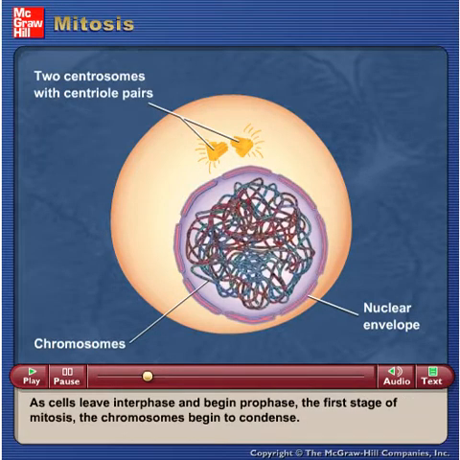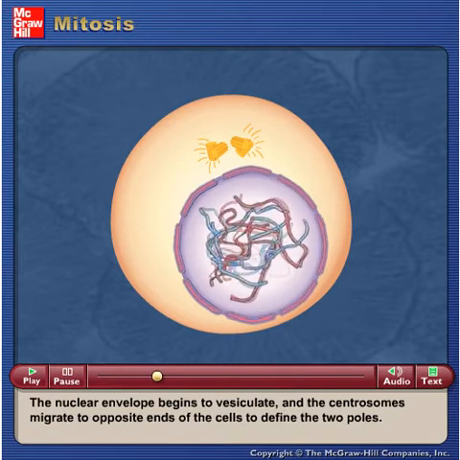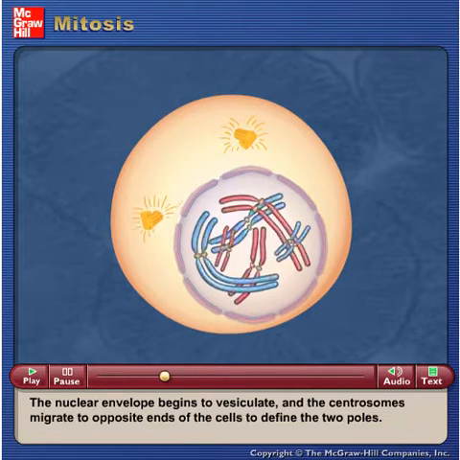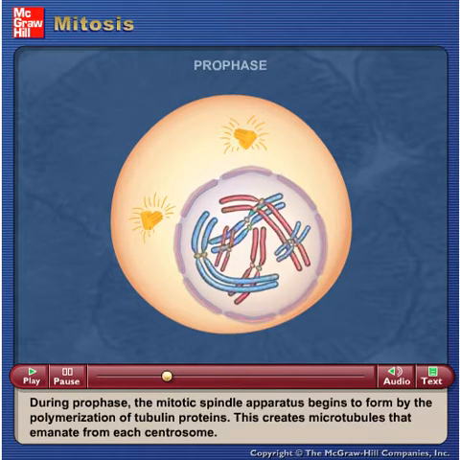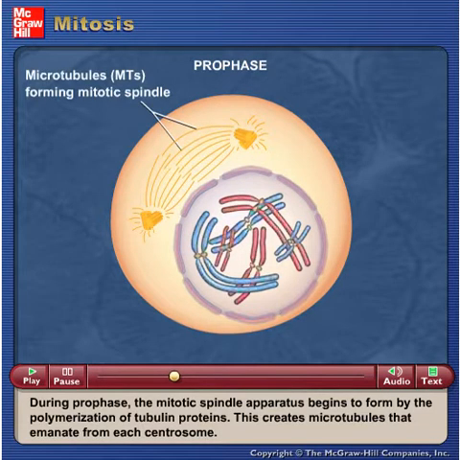As cells leave interphase and begin prophase, the first stage of mitosis, the chromosomes begin to condense. The nuclear envelope begins to vesiculate, and the centrosomes migrate to opposite ends of the cells to define the two poles. During prophase, the mitotic spindle apparatus begins to form by the polymerization of tubulin proteins. This creates microtubules that emanate from each centrosome.